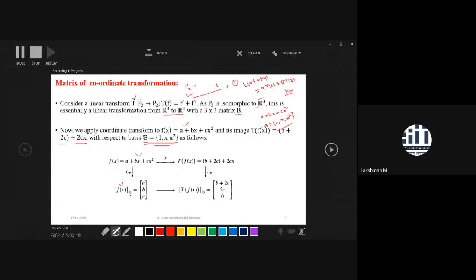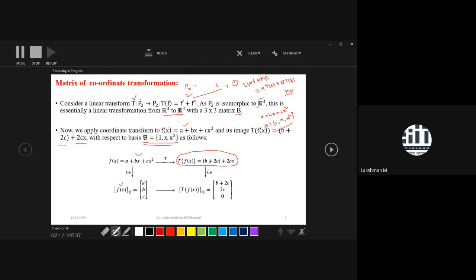If you take another basis, your coordinate will be different. Now come to the target set. In the target set, what kind of polynomial are you having? You are having a linear polynomial. So again, we will find the coordinate of this one with respect to this basis.